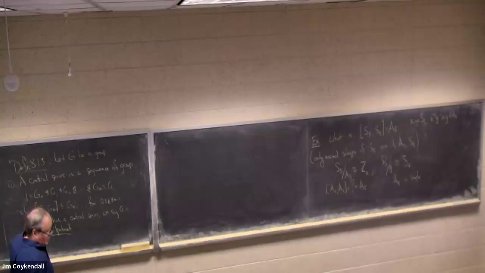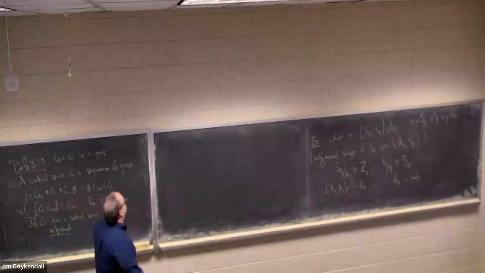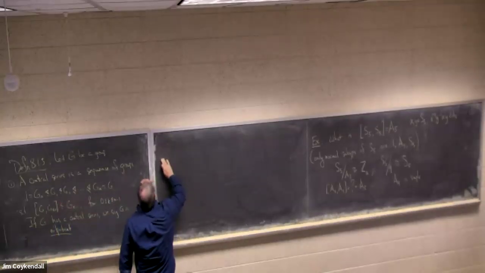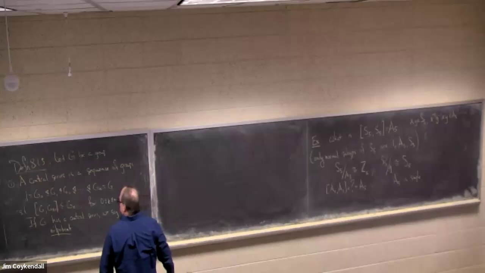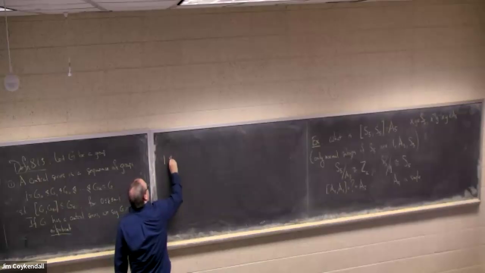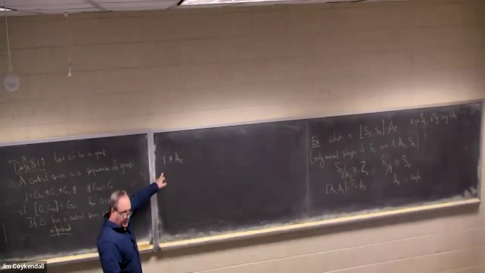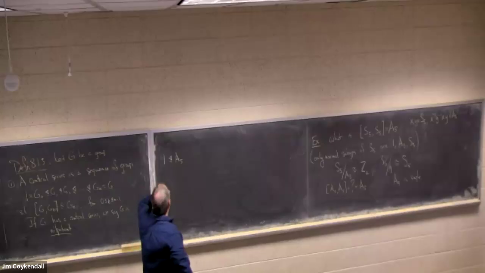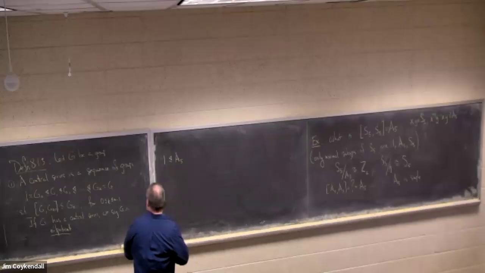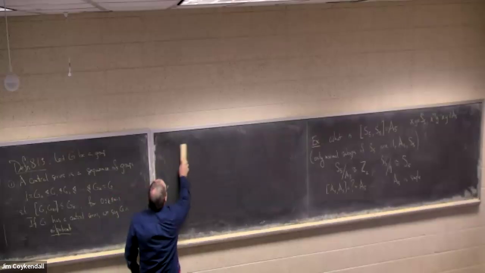For example, you can prove that, well, we get A5. Those are the only normal subgroups of A5, just the identity and itself. And notice when you take the commutator of A5 with itself, it's still A5, it doesn't go down here. So A5, for example, is not nilpotent.